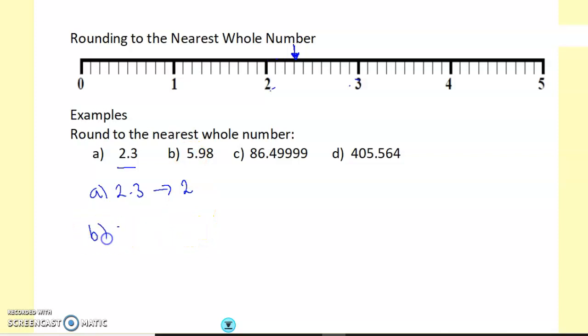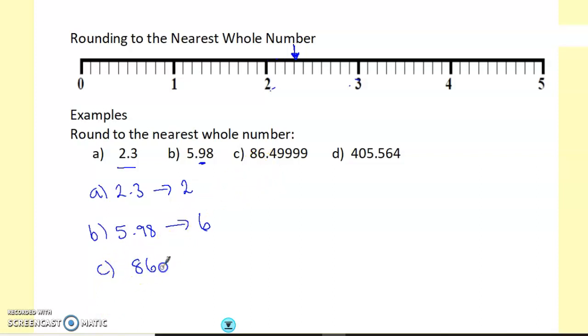5.98. Because I'm rounding to the nearest whole number, the only number I'm interested in is the one right after the point. So that's the only one that really interests me. So the one right after the point is a 9. So that rounds that up to a 6. Now, most of the time we would tell you that it makes no difference whether you put 2 or 2.0, but this is the one time it does make a difference when you're rounding to the nearest whole number. You can't have a 0.0 after it because that would give it a decimal place.